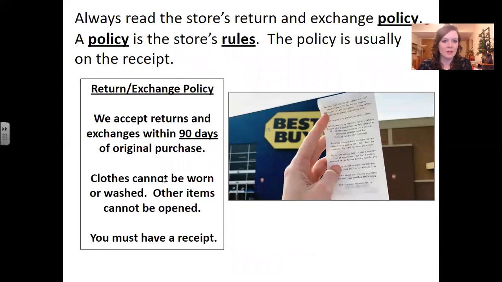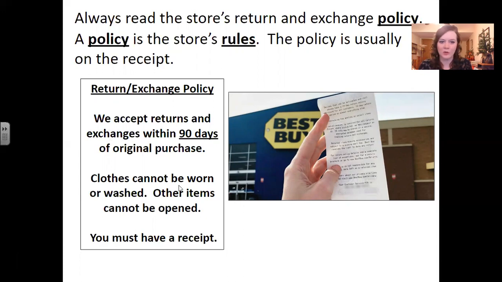Here is an example of a return or exchange policy. This is what the store says on the receipt. We accept returns and exchanges within 90 days of original purchase. So this means that returns or exchanges are okay for 90 days. So after you buy something, you have 90 days to return it or exchange it.